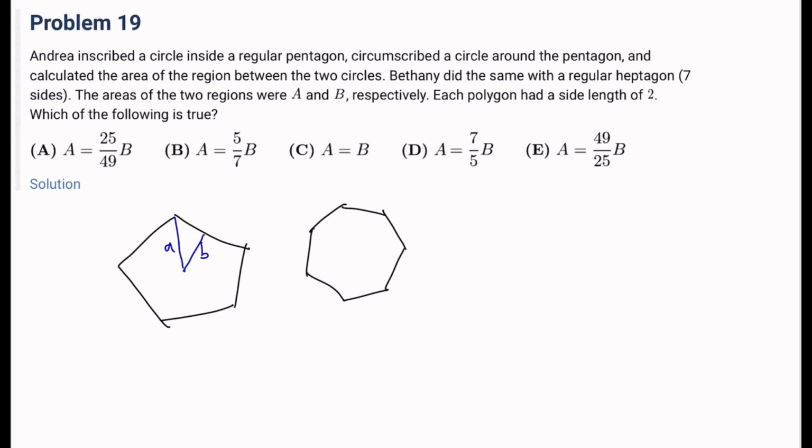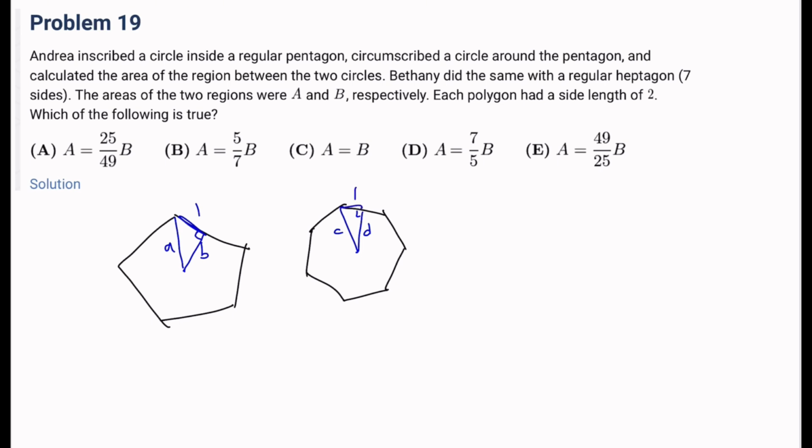And since the side length is 2, that means this is half of that, which is 1, right? And the same thing here, let's say this is C and this much is D, like that's a right angle, and then this thing is 2, so let's say this is 1, right? So this is 1, right?